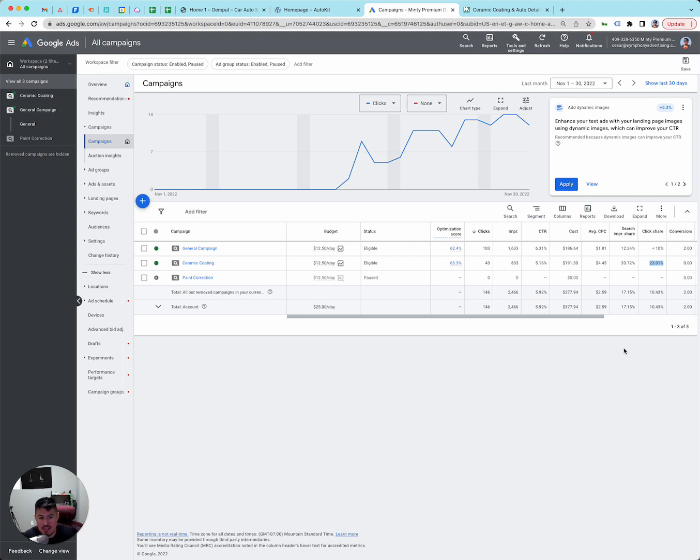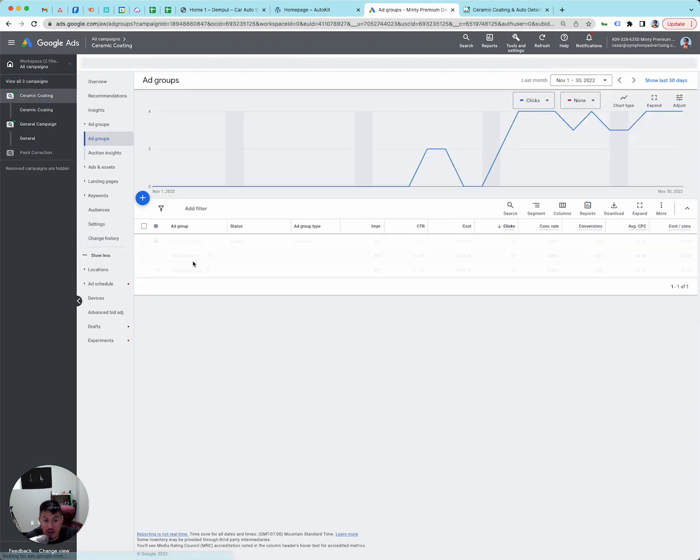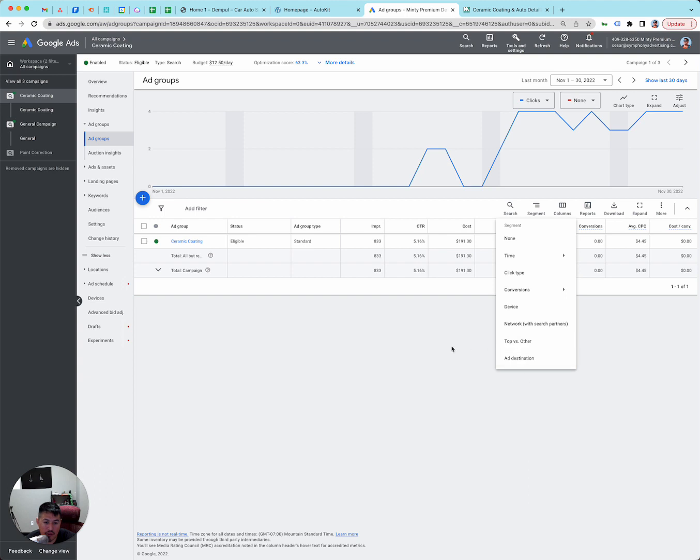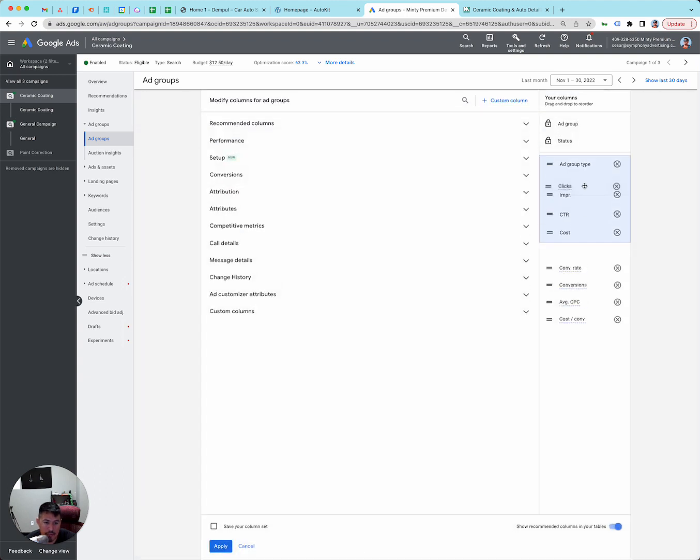And like I said, this one doesn't have any conversions yet on paper. So, you guys tell me, has anybody called about ceramic coatings? And to look at the data, which is again out of order. It's the right data, but it's out of order. We want clicks, we want impressions, we want click-through rate, we want cost. We don't care about ad group type, conversions. Okay, I guess we can put this here.